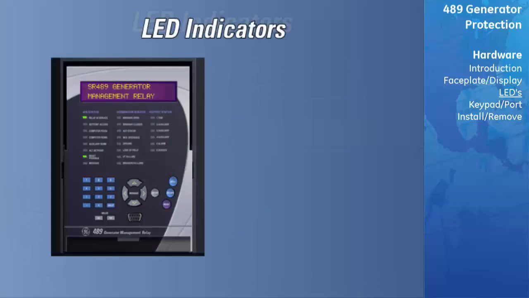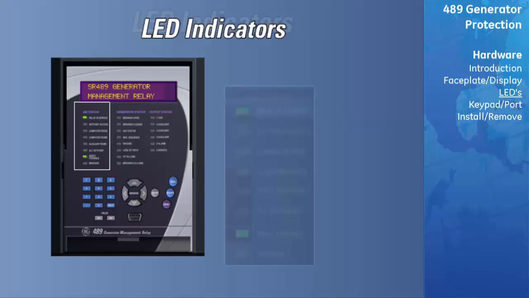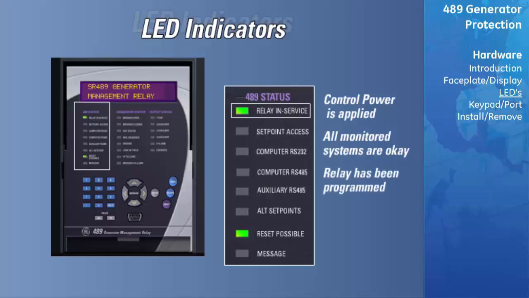The SR489 has 3 groups of LED indicators on the faceplate that indicate the status of the SR489, generator, and output relays. First, let's look at the SR489 status LED indicators. The Relay in Service LED indicates that control power is applied and all monitored input, output, and internal systems are OK, and the relay has been programmed and is in protection mode, not simulation mode.